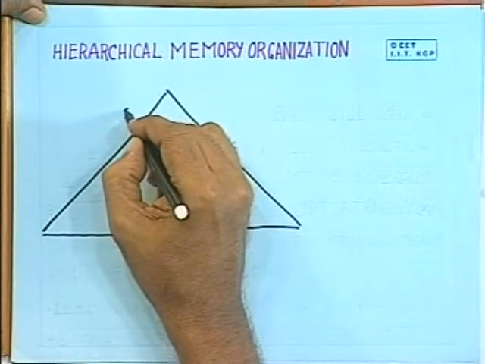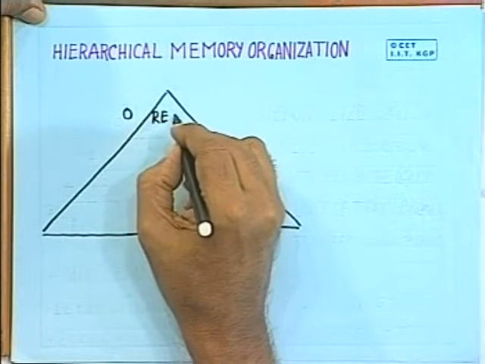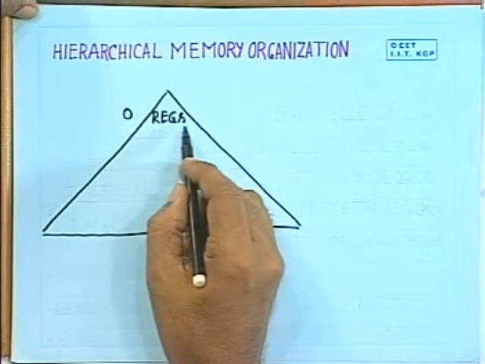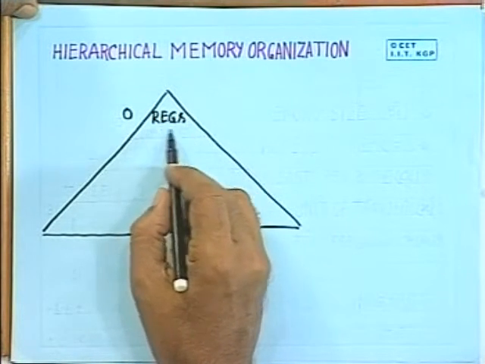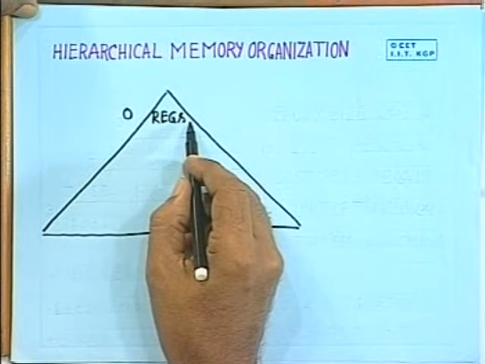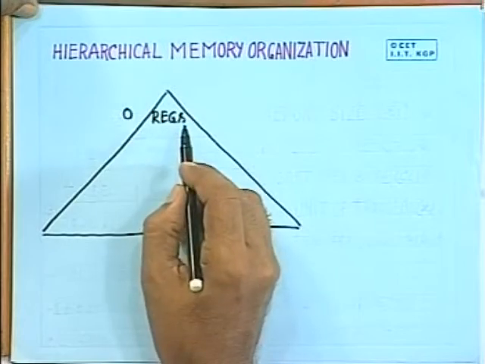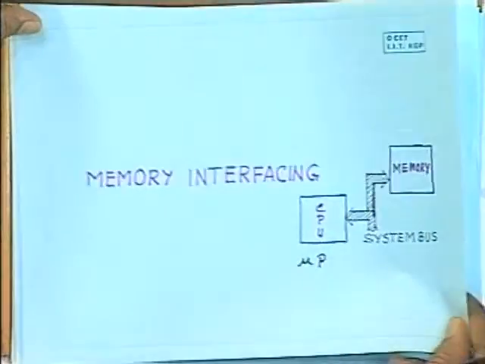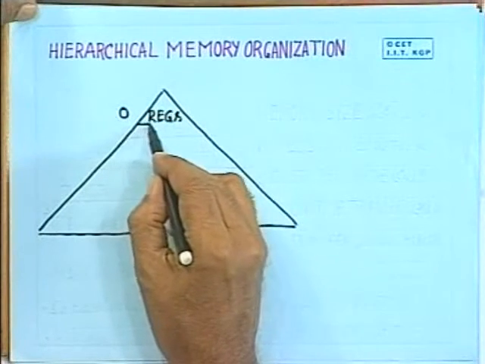At the 0th level, we can keep the registers. As you know, registers are inside the CPU. So in a strict sense, you cannot say that this is outside, this is the memory technology, but this is the fastest memory which is available inside the CPU complex. So we can say that this is possibly the 0th level memory and which is inside the CPU.